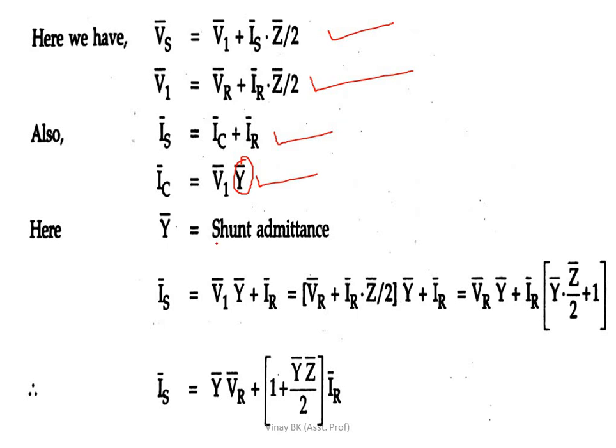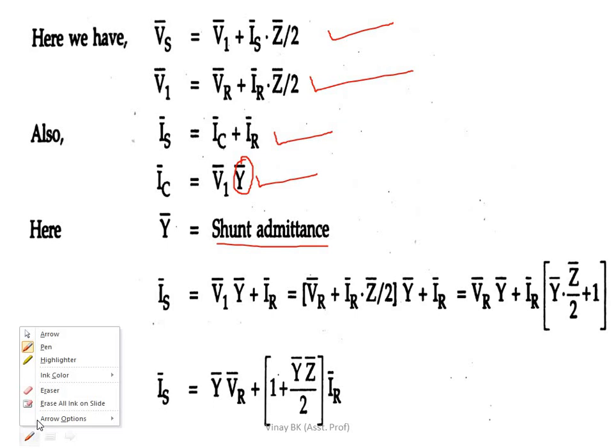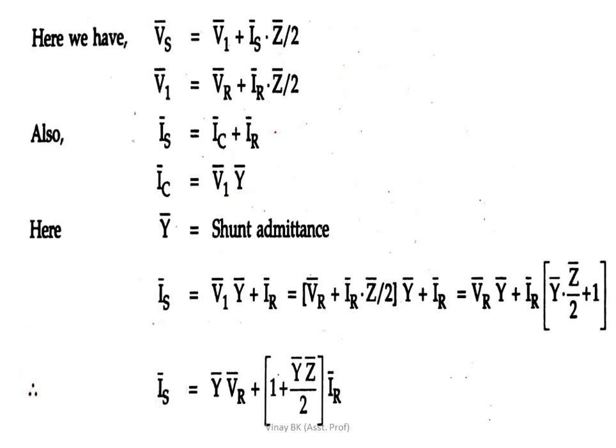Whereas Y is a shunt admittance. The IS expression we know: IS is given by IC plus IR. For this expression, I'll substitute the value of IC. IC is V1 into Y. So I'll substitute this V1 into Y for IC, so that I get IS equals V1Y plus IR.